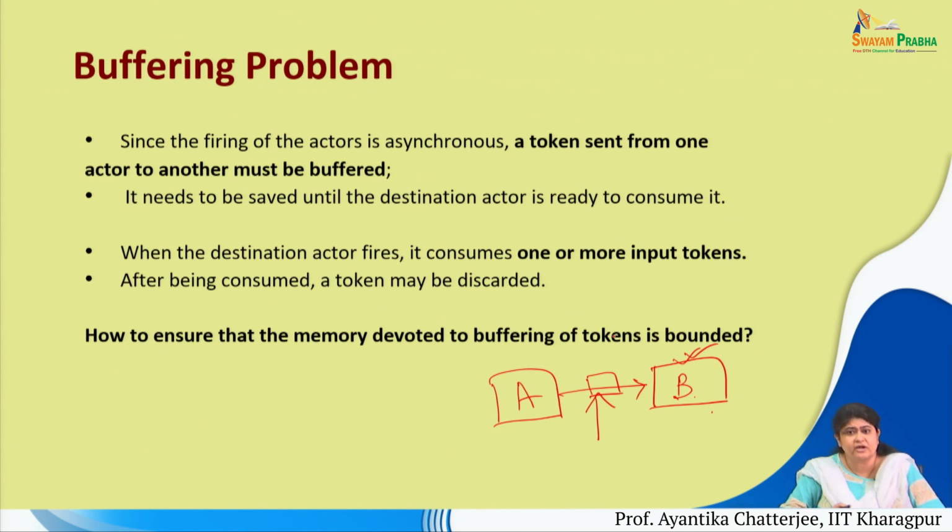Maybe huge numbers of tokens are getting generated from the sender side A, but B is consuming very few. So it can go to a very huge unbounded situation where the memory you are keeping for this buffer is getting exhausted. That means the tokens generated and not consumed by the receiver side are already filling up the buffer, and still A is producing more tokens to be stored, but there is no place in the buffer. Okay.